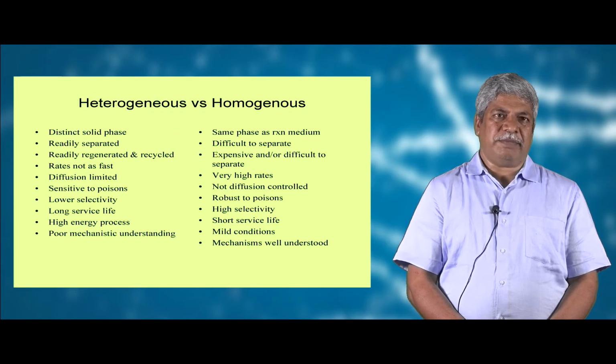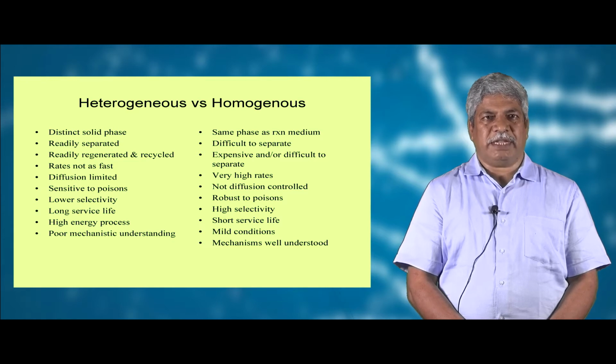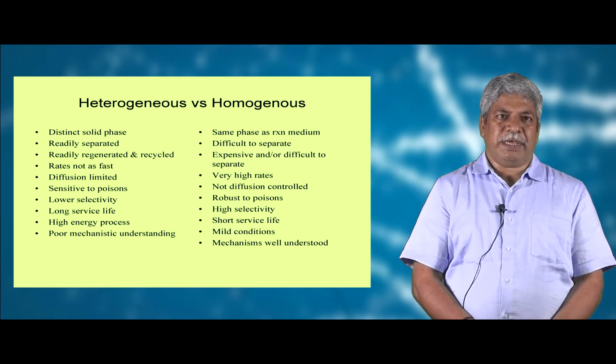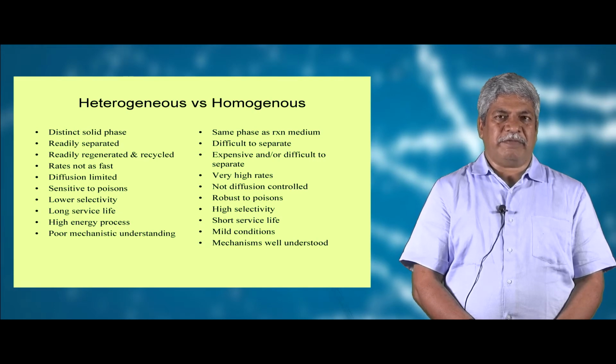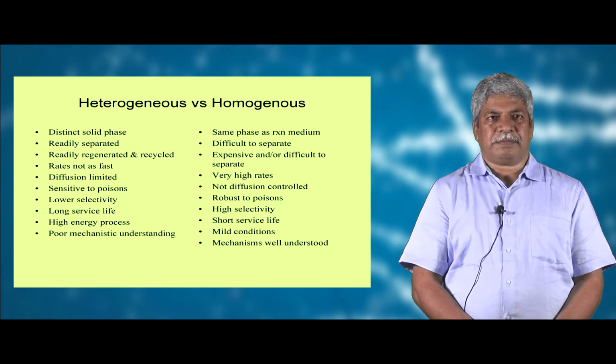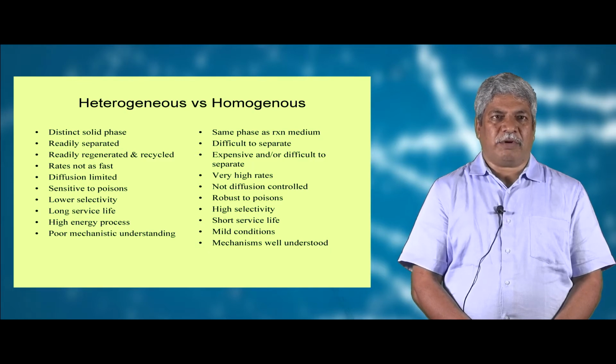Now, let us differentiate between heterogeneous and homogeneous catalytic reactions. In the case of heterogeneous catalysis, the things will be in different phases. Whereas in homogeneous catalysis, all are in the same phase. Apart from that, in heterogeneous catalysis, they can be readily separated, whereas in homogeneous catalysis, it is difficult to separate the catalyst and the products. In heterogeneous catalysis, they are readily regenerated and recycled. But in the case of homogeneous catalysis, they are a bit expensive and difficult to separate.